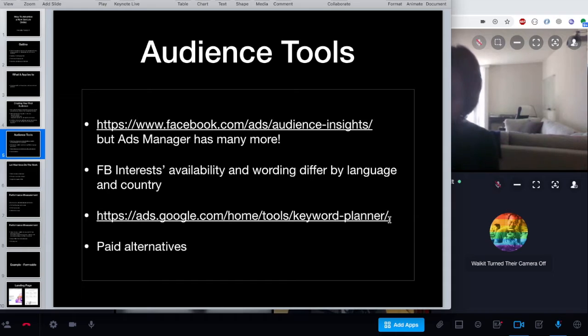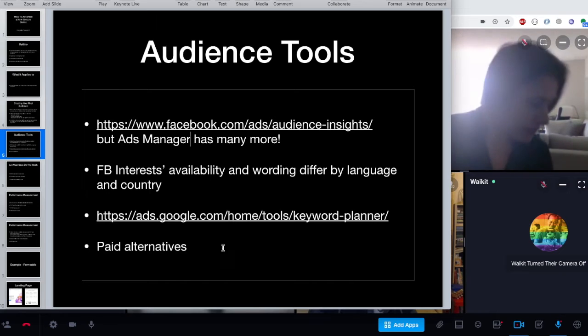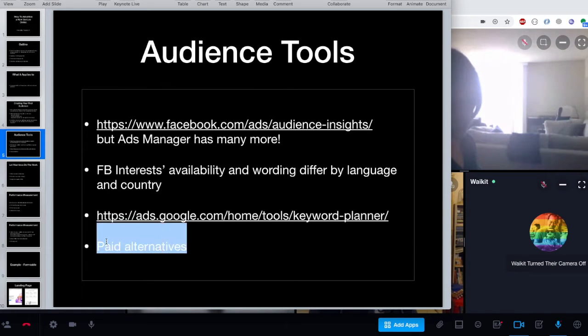So Google Keyword Planner allows you to estimate search amounts for keywords. Now it has the same downside, so it only really works when you have some sort of high frequency keywords, and you cannot really use it to estimate more niche queries if you're trying to go towards low frequency or better defined markets. But it has paid alternatives, and those paid alternatives may have more insights into the size of the audience and what people are searching for and what they're interested in.